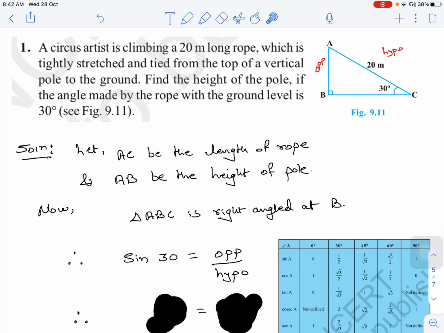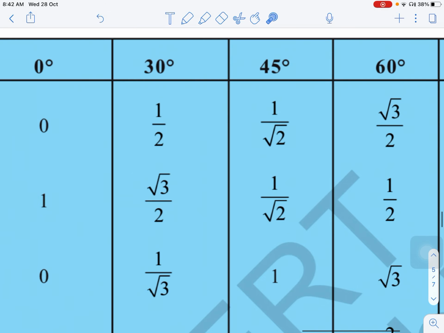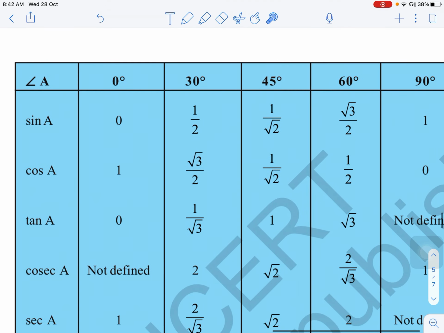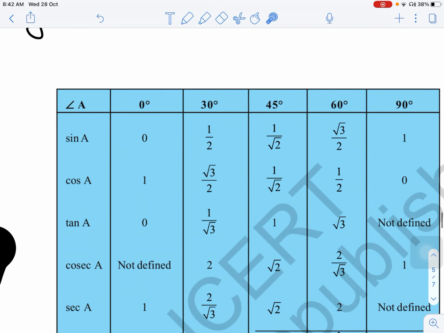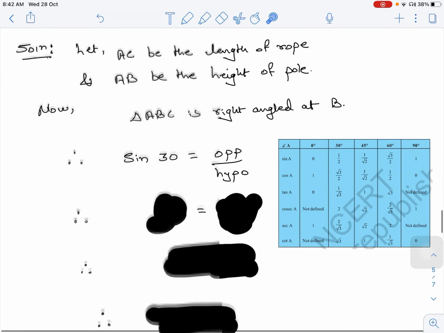Next, what do we have to do? We need the value of sine 30. What is the value of sine 30? We can get it from this table. In this table all the values are given. We want to find the value of sine 30, so here the angle sine is present and here 30. So sine 30 is how much? It is 1 upon 2. Now we will make use of this value over here.